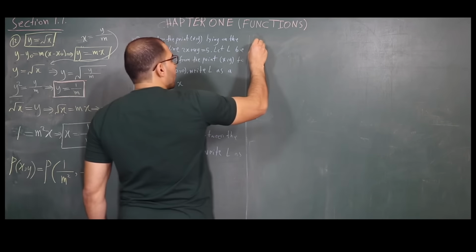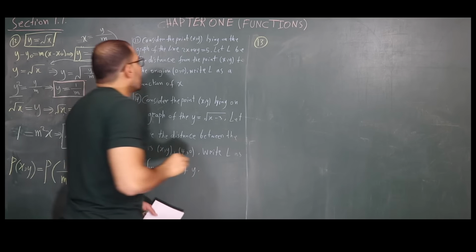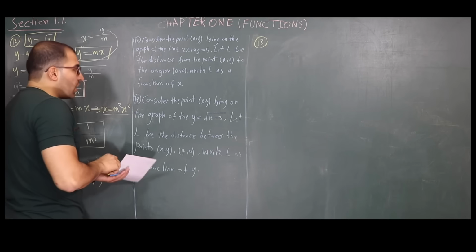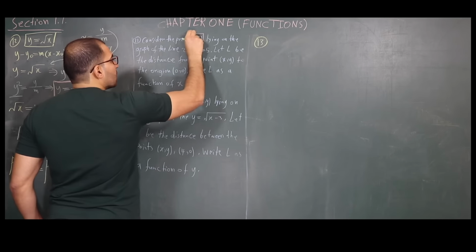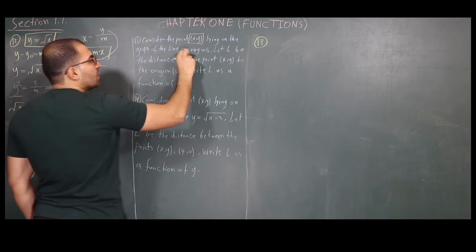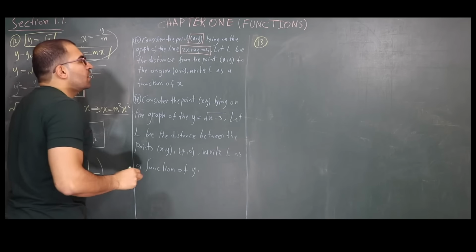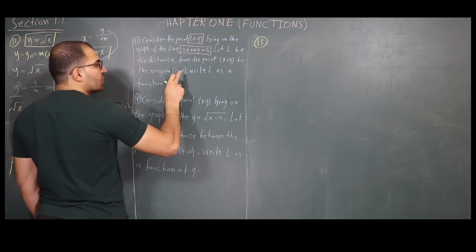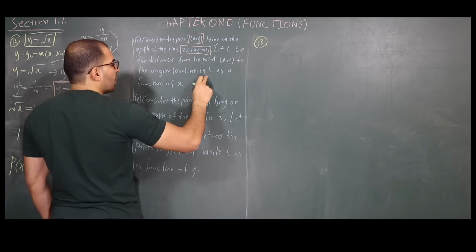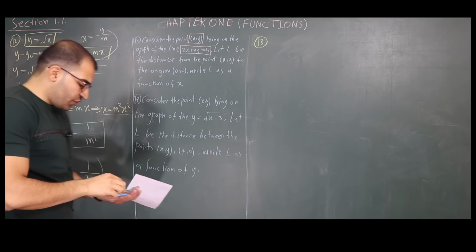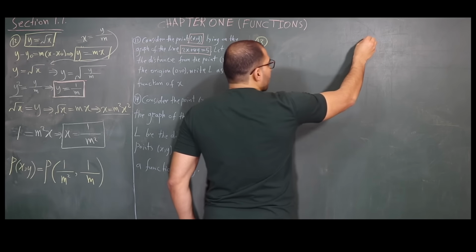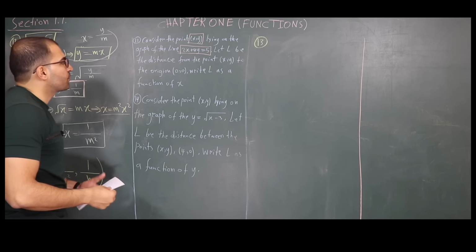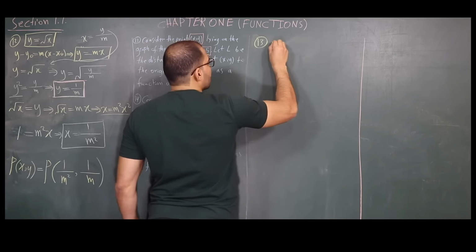Okay. Now we have question 13. Question 13 says, consider the point (x, y) lying on the graph of the line. Let L be the distance from the point (x, y) to the origin, O. Write L as a function of x. So we're going to make a plan for our solution first, and then we're going to start the steps of the solution.